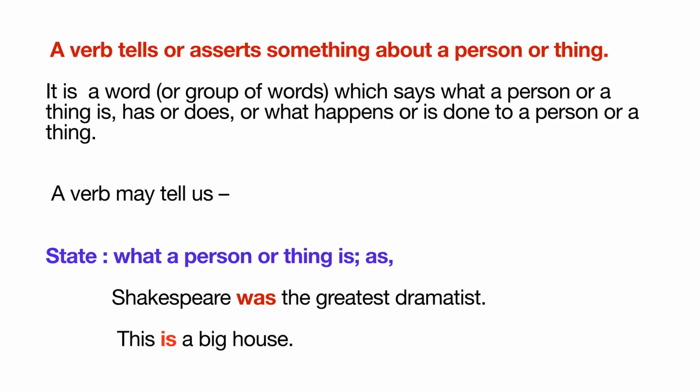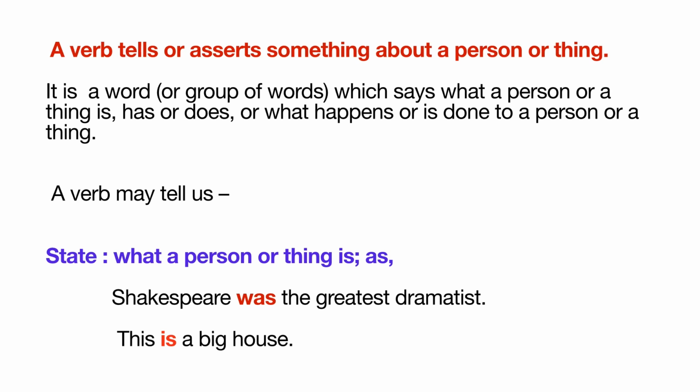A verb tells us something about a person or thing. We can define the verb this way. It is a word or group of words which says what a person or a thing is, has or does, or what happens or is done to a person or a thing. Let's understand with the help of examples.